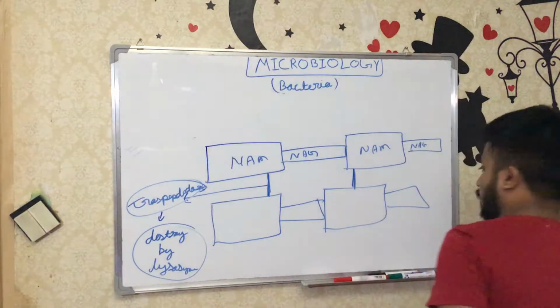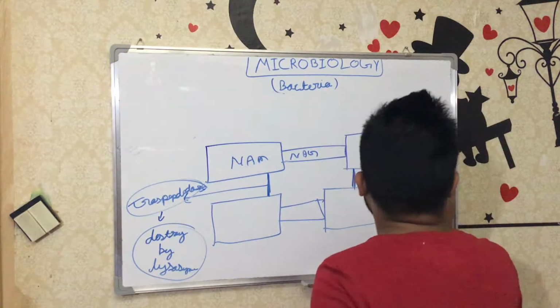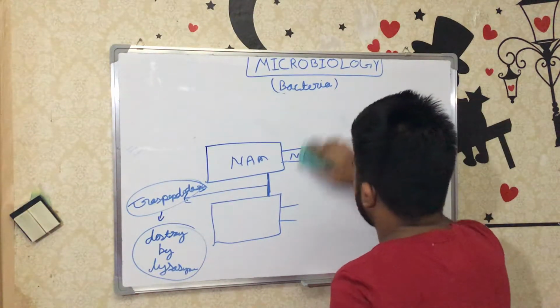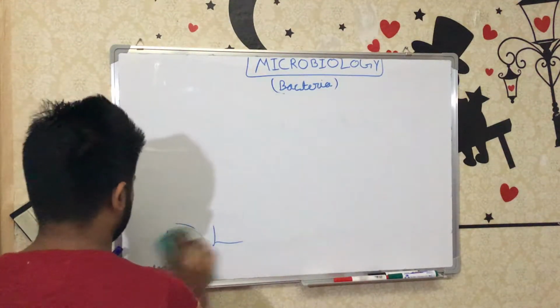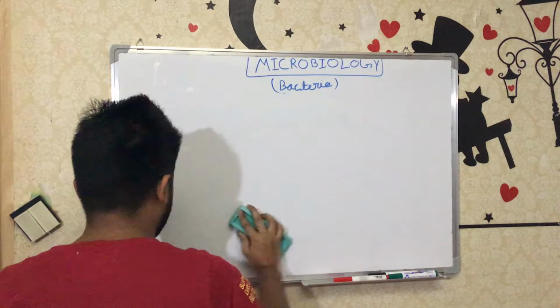So this is about the layer of the bacteria. Now we'll discuss gram positive and gram negative, and why they are named gram positive and gram negative.